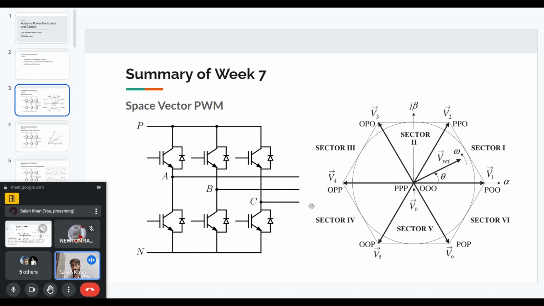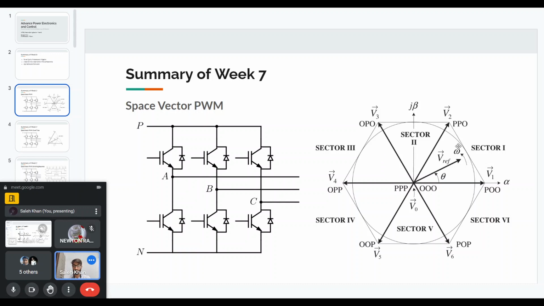Out of the 8 possible states, 6 are active vectors. That means they will give us an actual voltage at the output, and the other 2 are zero vectors. That means we don't get any resultant voltage at the output. And that gives us some flexibility, because we now have 2 zero vectors. Depending on which zero vector we use, we will get some pros and cons.